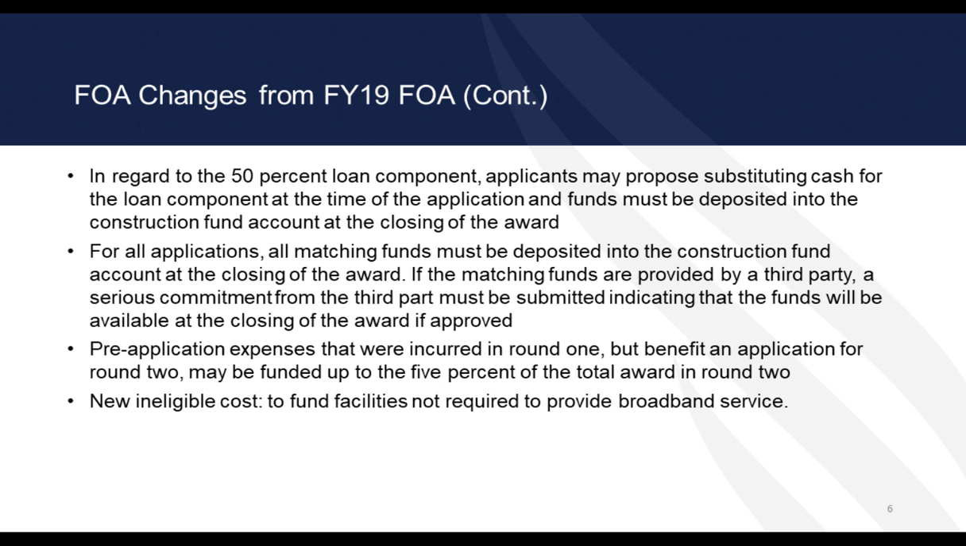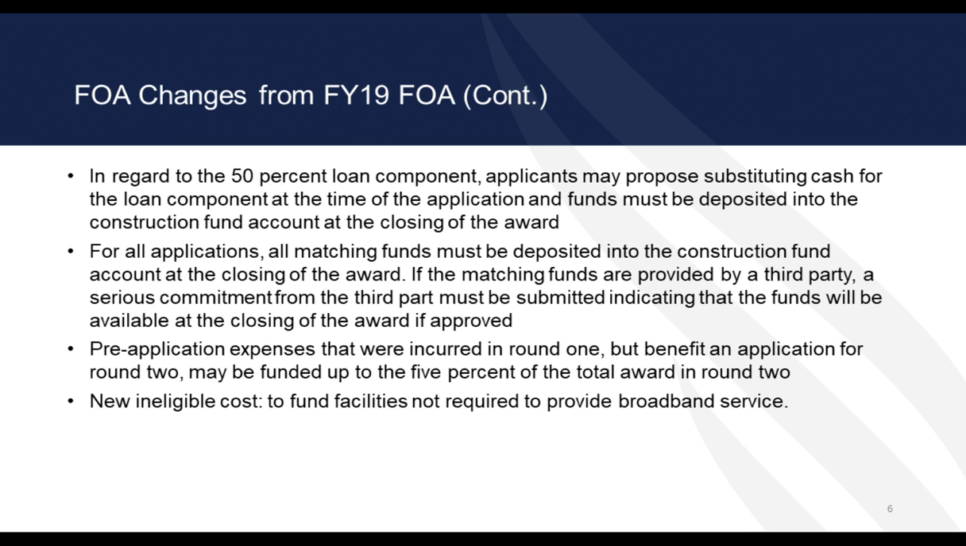In regard to the 50% loan component, applicants may propose substituting cash for the loan component at the time of the application, and funds must be deposited into the construction fund account at the closing of the award. And for all applications, all matching funds must be deposited into the construction fund account at the closing of the award. If the matching funds are provided by a third party, a serious commitment from the third party must be submitted, indicating that the funds will be available at the closing of the award if approved.